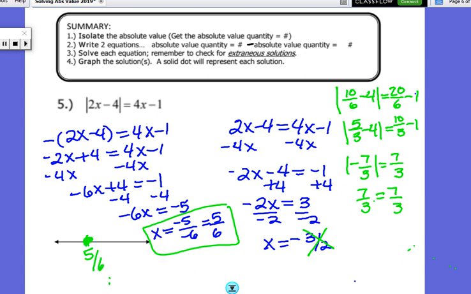Do not graph your extraneous solution because it doesn't work in your equation. Alright, let me know if you have any questions.